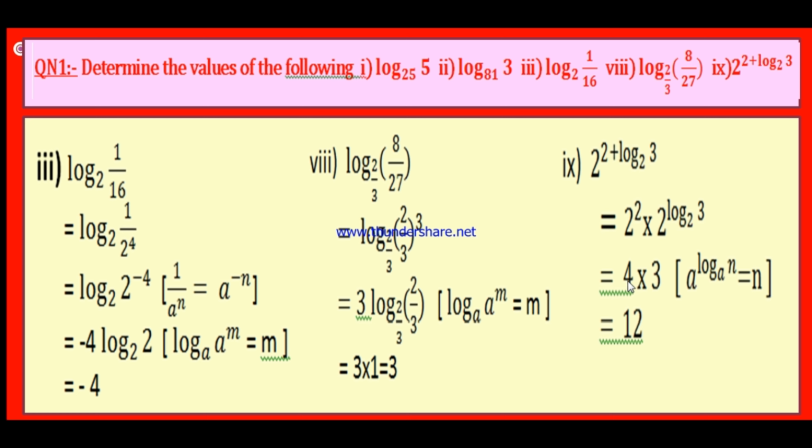2 square is 4. This is in the form of a law of logarithms, where a power log n to the base a is equal to n. You can straight away apply this law so that 2 power log 3 to the base 2 value is 3. 2 square is 4 and this value is 3, and 4 into 3 is 12.